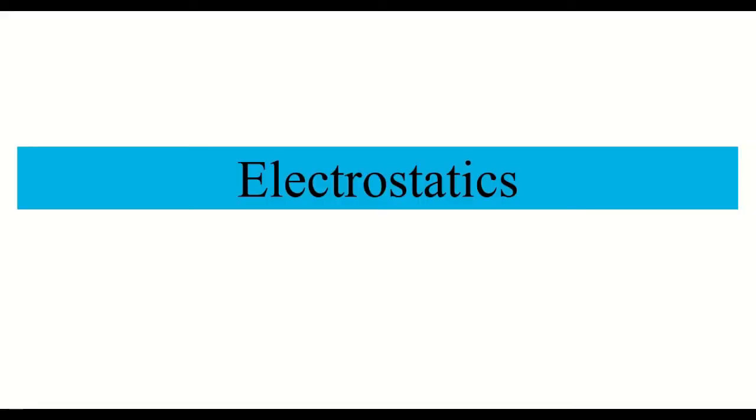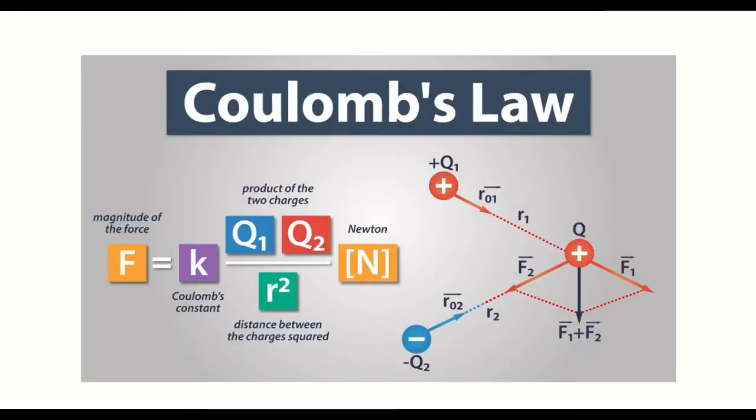To start this chapter, we first have to discuss Coulomb's law. This one we know from our childhood, but still we have to recapitulate it again. So what is Coulomb's law? Coulomb's law is the formula F equal to K into Q1 Q2 by R square. Now let me explain this Coulomb's law.